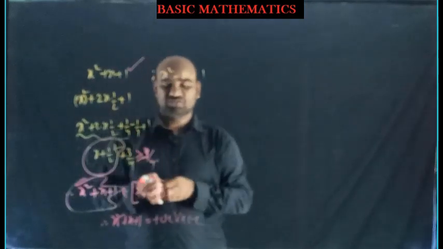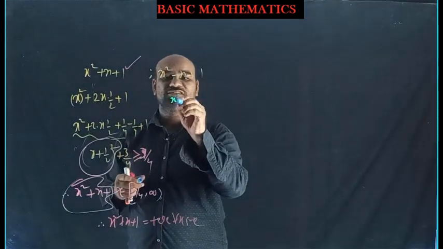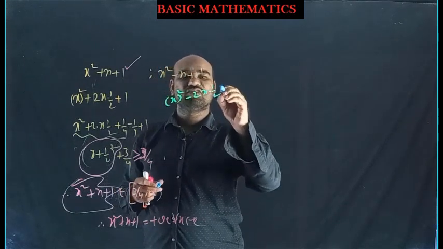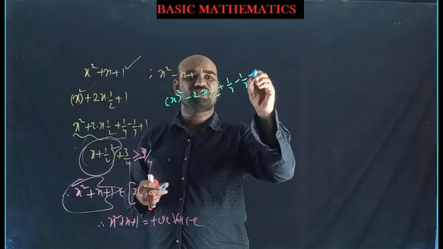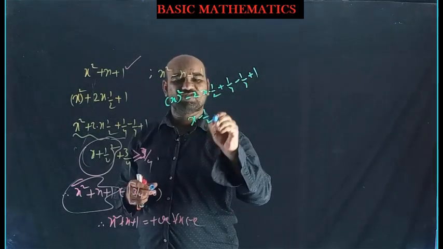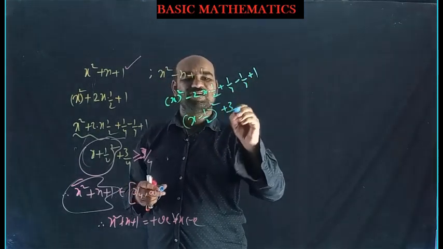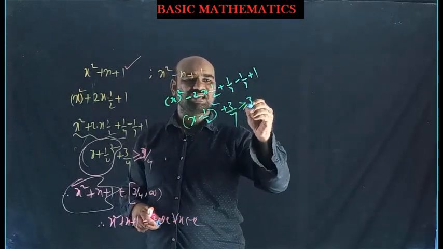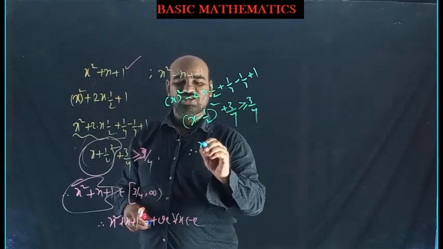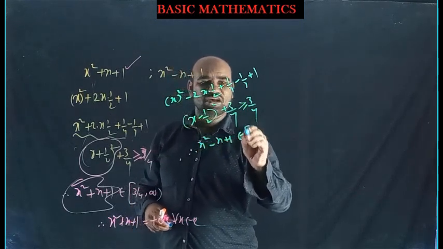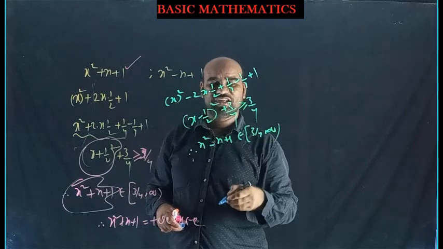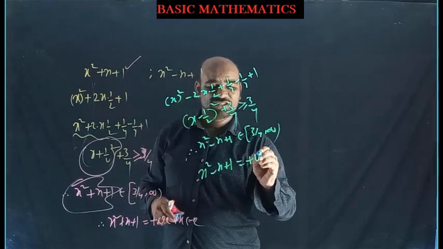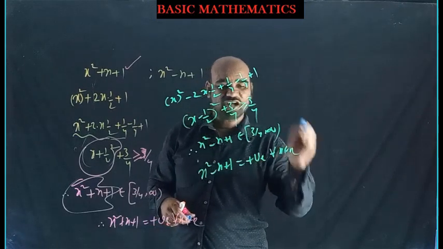Similarly, this one also. x square minus 2 into x into 1 by 2 plus 1 by 4 minus 1 by 4 plus 1. So, x minus 1 by 2 whole square plus 3 by 4. Same argument. This is always greater than or equal to 3 by 4. Therefore, x square minus x plus 1 belongs to closed 3 by 4 to infinity. Again, x square minus x plus 1 is always positive for every x belongs to R.